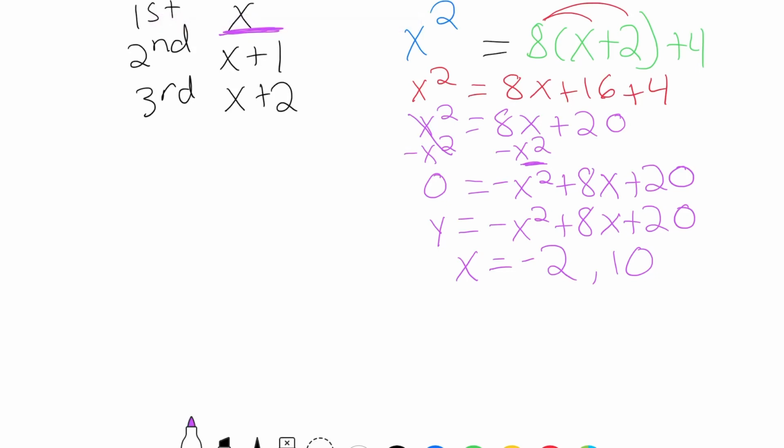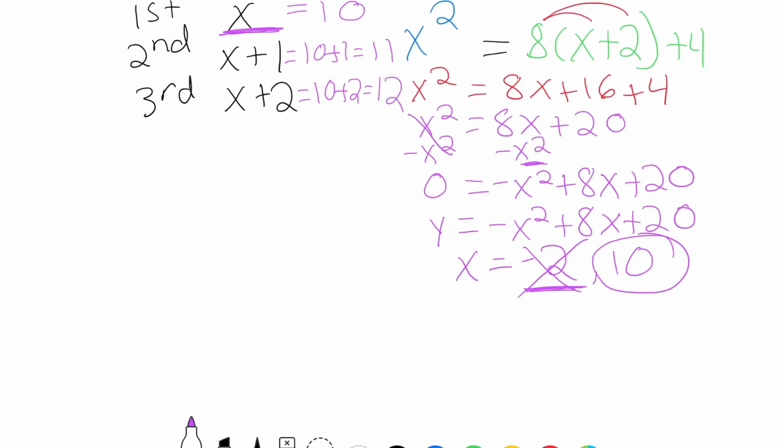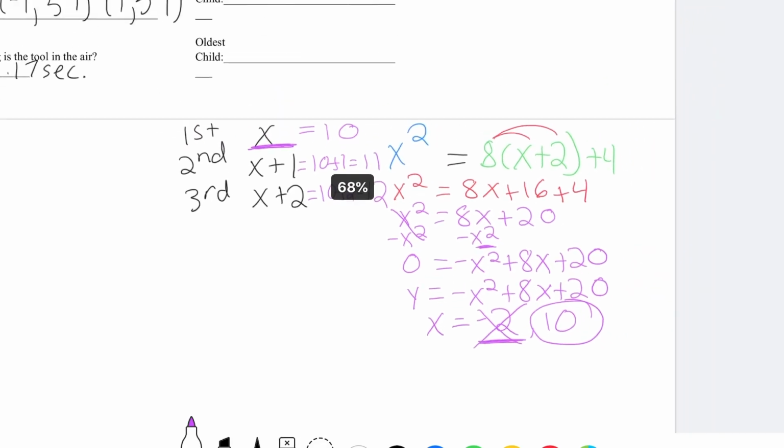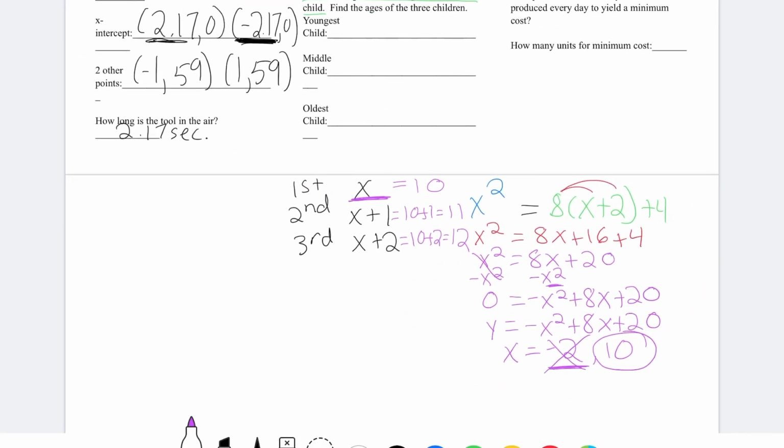Well, if you go back to how we set up our ages, if the youngest kid is x years old, they cannot be -2 years old. So -2 is not a possibility, so our answer is 10. So our youngest kid is 10 years old. If we want to, we can substitute that 10 in. So our next age is 11. The next one we have 10 plus 2, which is 12. So those are our 3 ages.